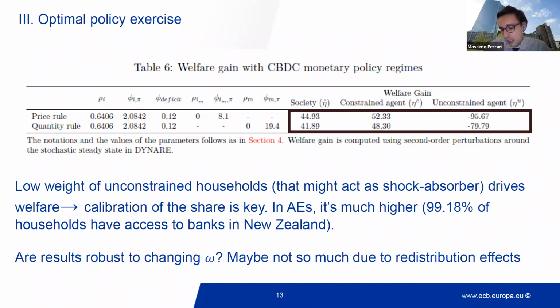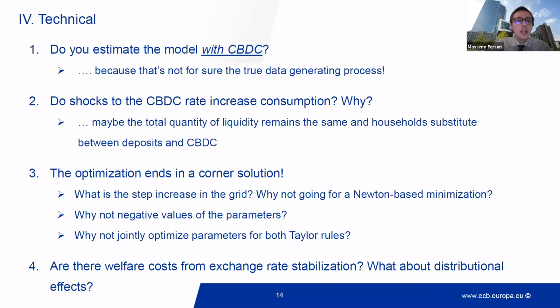And now let me just read through my technical points that are more nerdy questions than others, so take them with a grain of salt here. First of all, as a first reading of your paper, it seems that you estimate the model with the CBDC, but this is clearly not possible, and I don't think it's what you have done. So I would probably stress this a little bit more, because of course we know that the model with the CBDC is for sure the wrong data generating process, because there is no CBDC out there at all.